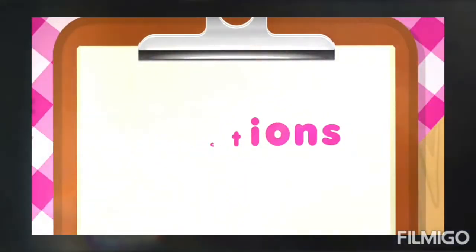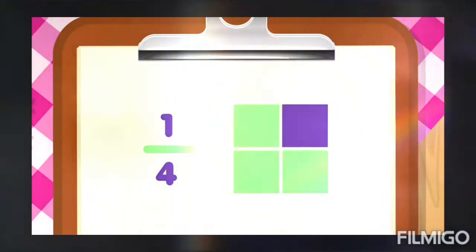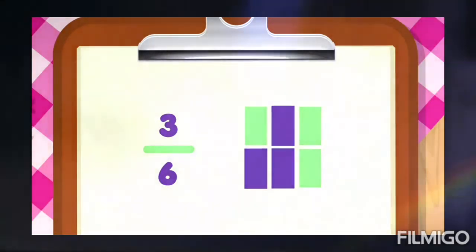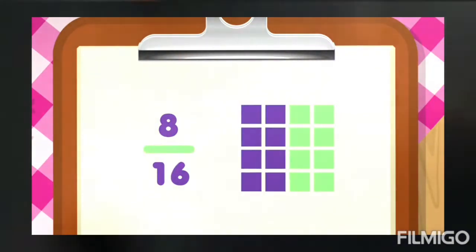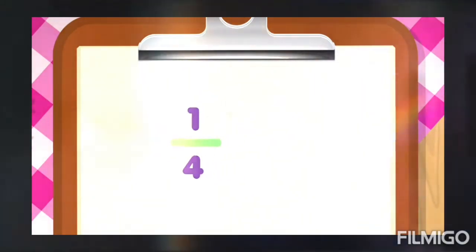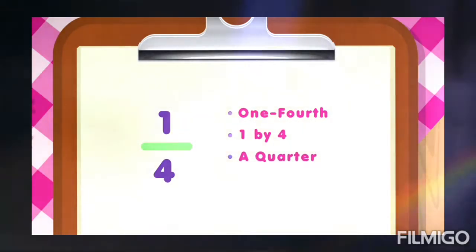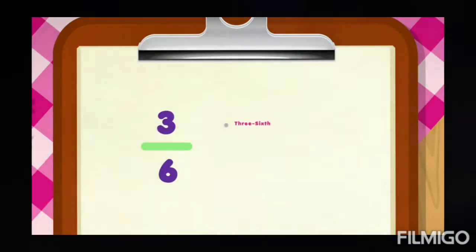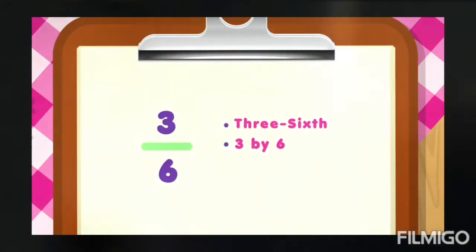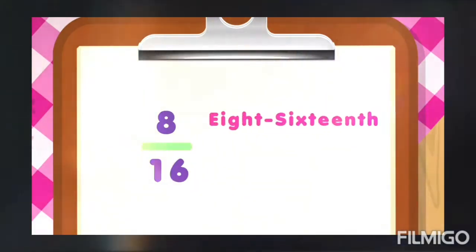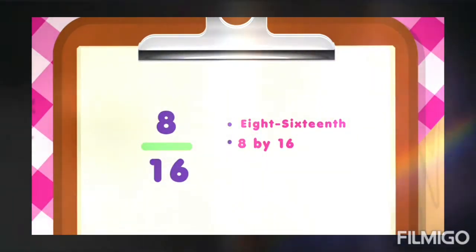Fractions. 1 upon 4 would mean 1 part of 4 equal parts. 3 upon 6 would mean 3 equal parts of 6. And 8 upon 16 would mean 8 of 16 equal parts. 1 upon 4 can also be read as 1/4 or a quarter. Similarly, 3 upon 6 can be read as 3/6 and 8 upon 16 can be read as 8/16.